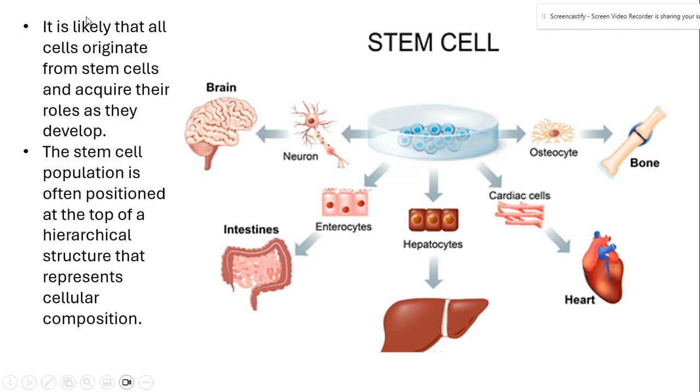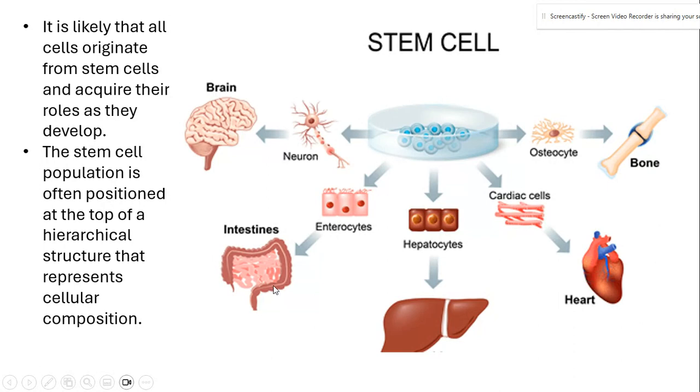Stem cell. It is likely that all cells originate from stem cells and acquire their roles as they develop. Stem cell population is often positioned at the top of hierarchical structure that represents cellular composition. As you can see, the stem cells in a tray, they can be neuron, they can be brain, osteocyte, they can be a bone.